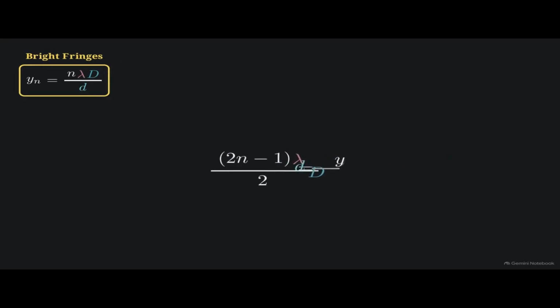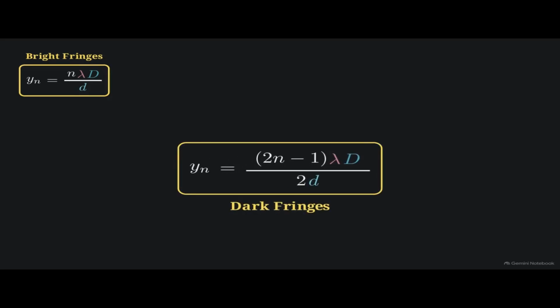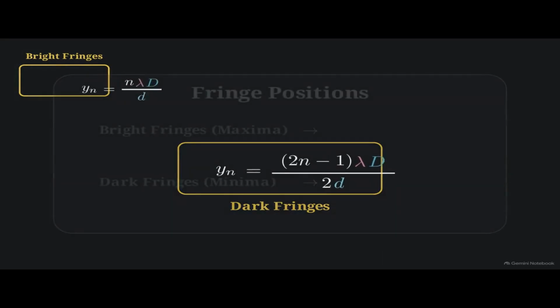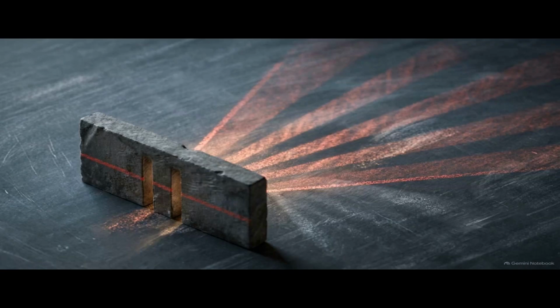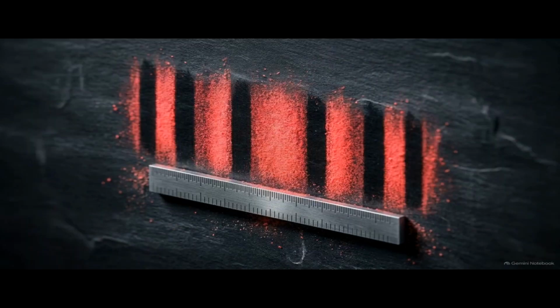We apply the same logic for destructive interference. Substituting the half-integer rule for dark fringes into our geometric equation gives us the position formula for any dark fringe. We can now pinpoint any fringe on the screen using only the wavelength of light and the physical dimensions of the experiment. Young's double slit experiment takes a microscopic physical wave property, interference, and magnifies it across a room, giving us a macroscopic geometric pattern we can measure on a wall.